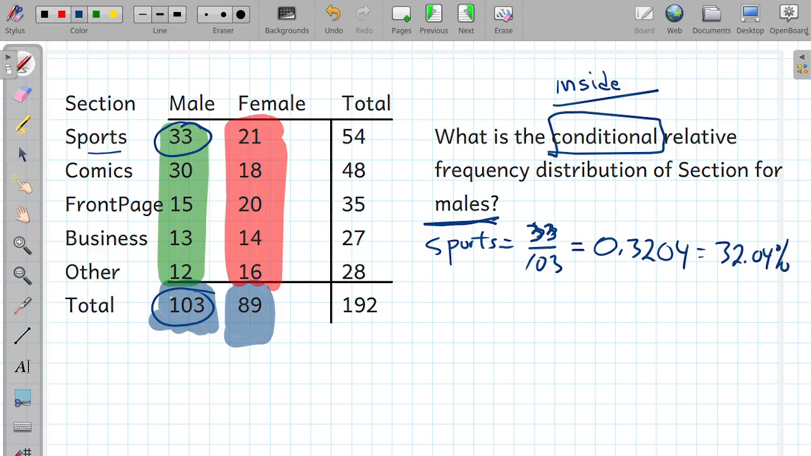There we go. Now, if we wanted to compare that, say, to females, for females, it would have been 21 out of 89. But remember, we're only interested in males, so we just want to focus on the male column. So that's the green highlight will be your numerator, and the total in blue will be your denominator. Let's take a look at comics.